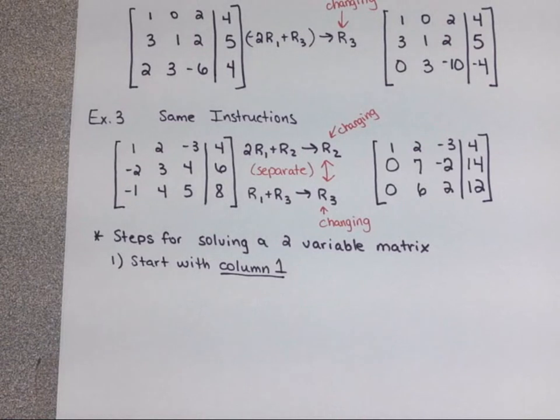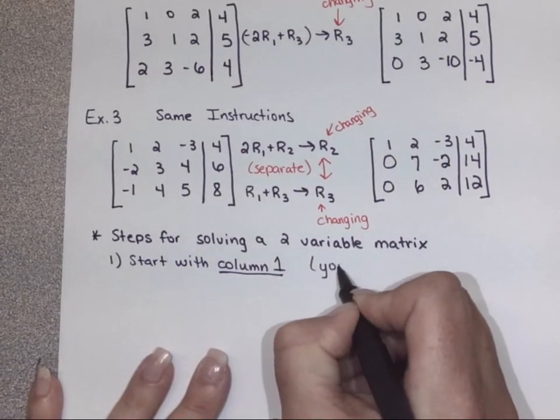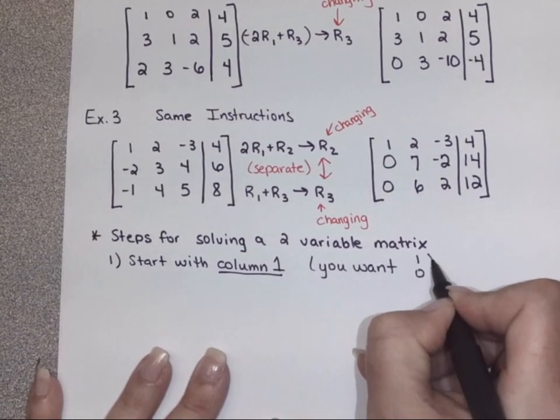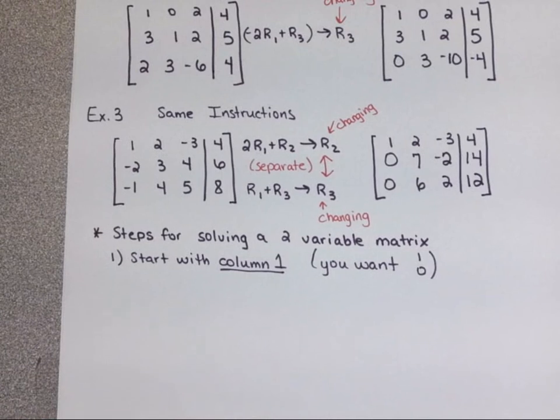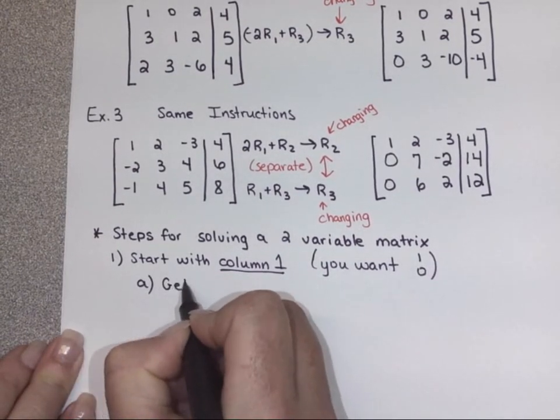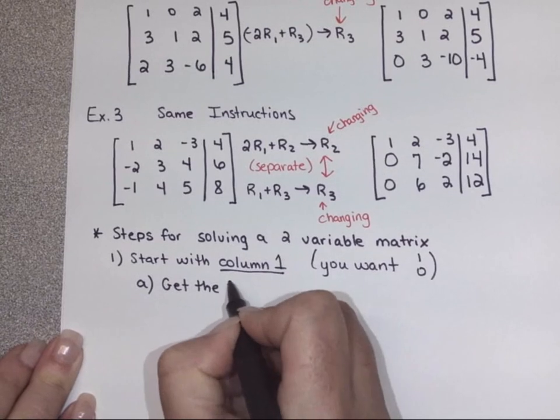So what do I want column 1 to look like if it's a 2 variable system? You might need to visualize it. What do you want the very first vertical column to look like? 1 followed by a 0, right? So you always want to keep in mind what your goal is. Your goal is to make the first column look like that. So you are always going to try to get the 1 in place first.